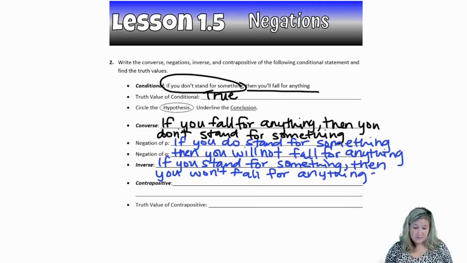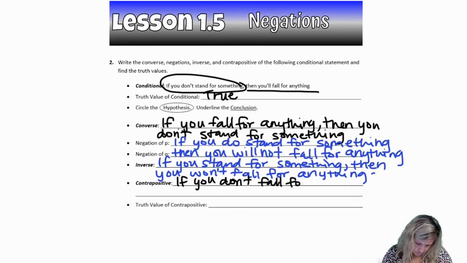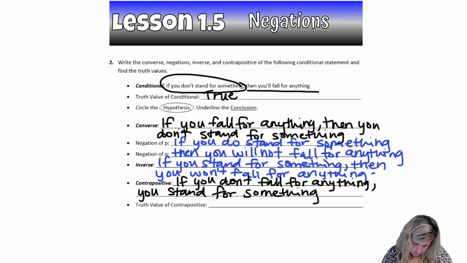The last piece is the contrapositive, which takes the original statement, flips it, and negates both pieces. The contrapositive reads: if you don't fall for anything, then you stand for something. I rewrote it just a little to make it sound better. So the truth value, if you don't fall for anything, then you stand for something, I would say that's still true.